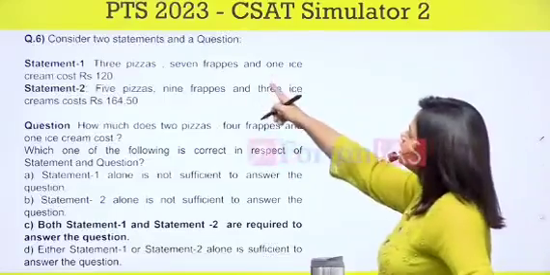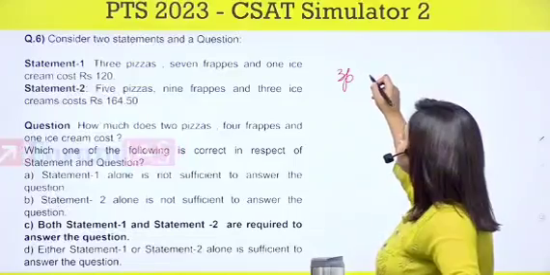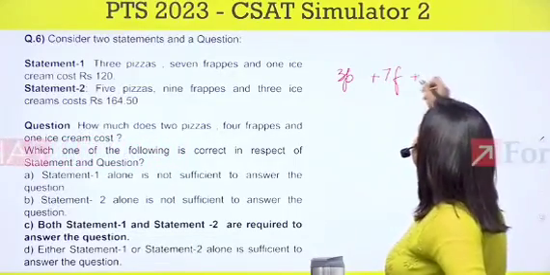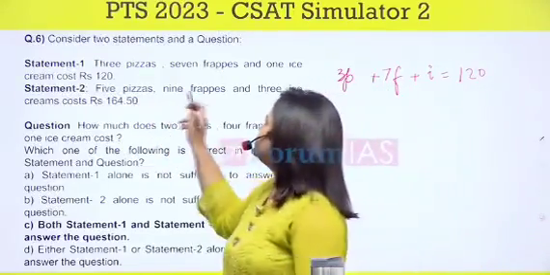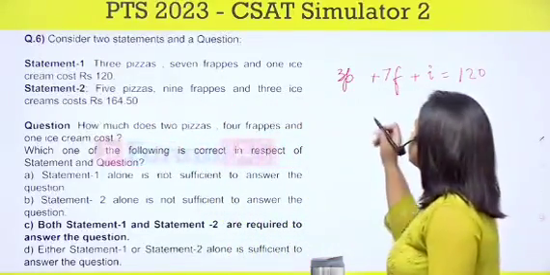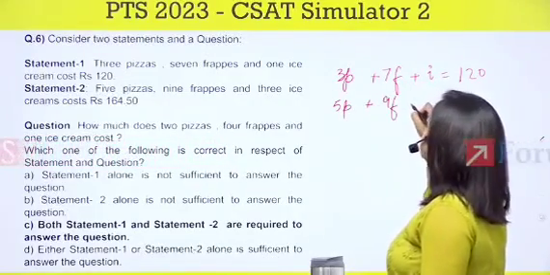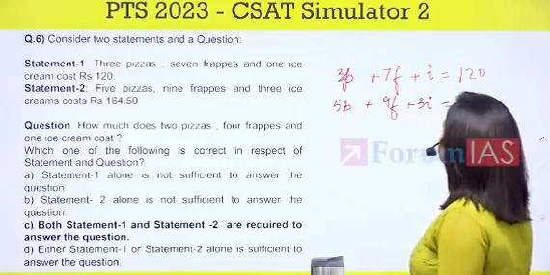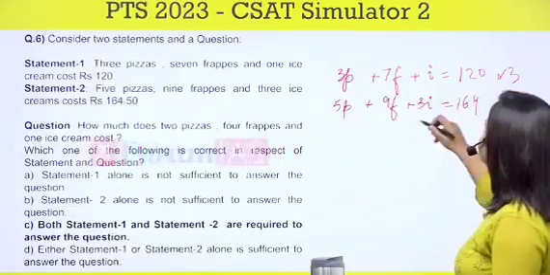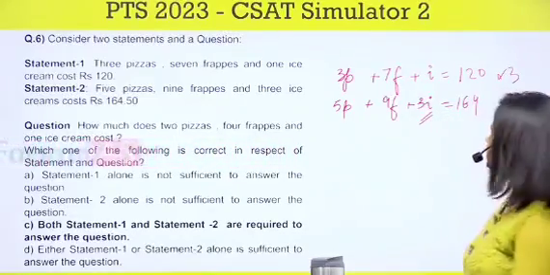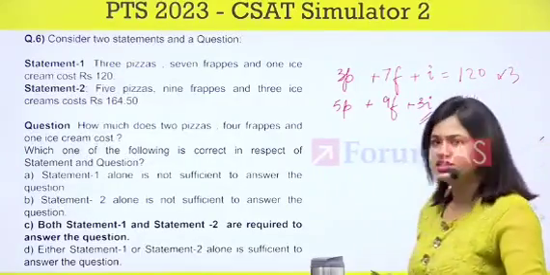See here, 3 pizzas, 7 frappes and 1 ice cream cost 120 rupees. So 3p plus 7f plus i is equal to 120. The second statement says 5 pizzas, 9 frappes and 3 ice creams cost 164. So 5p plus 9f plus 3i is equal to 164, right? Now if I multiply the first by 3, I can eliminate i altogether, and I don't even need to calculate. If I eliminate i altogether, can I get my answer? That is the first thing.